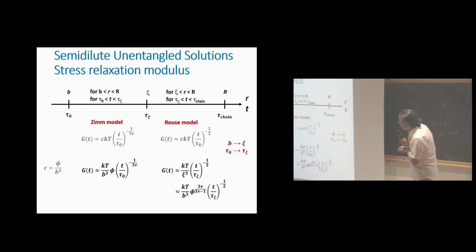Then we can replace it with phi to have this relation. This is the Rouse model, but this Rouse chain has blobs as monomers. Its relaxation time is tau xi, and tau 0 can be replaced with those of blobs to have this relationship.